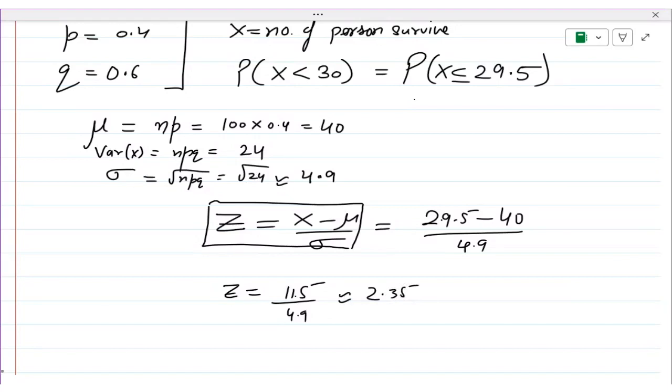Is there any doubt? Sir, please can you explain normal distribution quickly? I got disconnected.